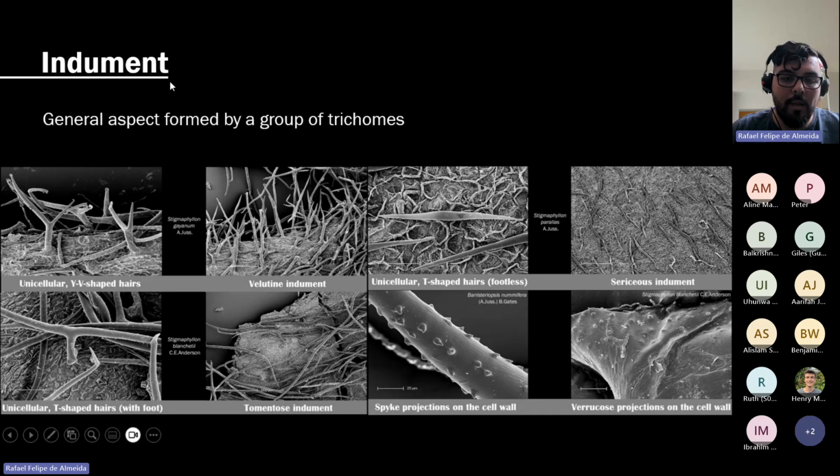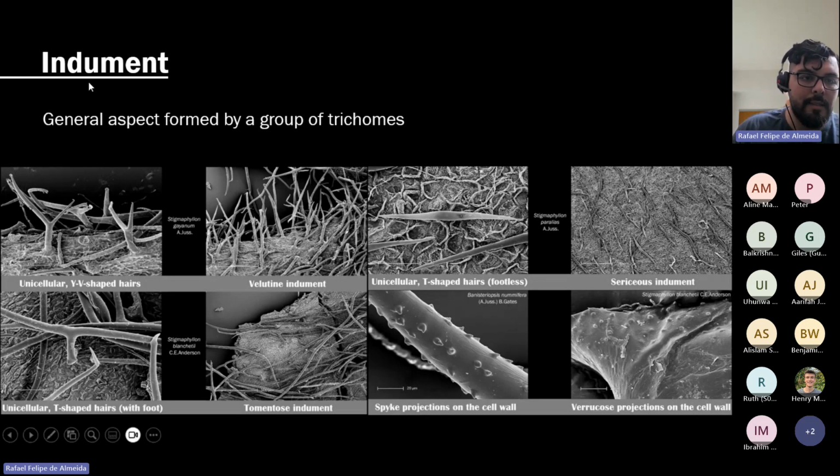When you have a bunch of trichomes together, you call it an indumentum. The general aspect formed by a group of trichomes is what drives the terminology of indumentum in Malpighiaceae. I'm not going to say that I completely agree with this kind of terminology, but it's the terminology currently in use in the family, and it's very difficult for us not to use it.